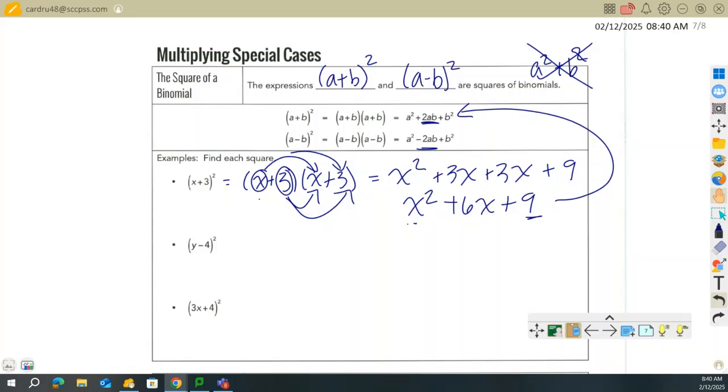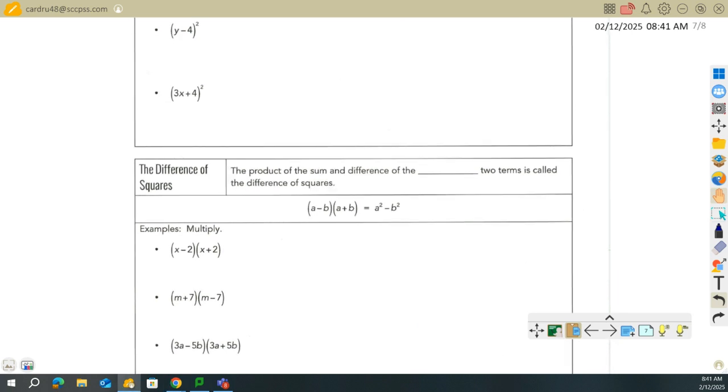So the next special case we have is the difference of squares. And that's where the product of the sum and difference of the same two terms is called the difference of squares. So what we see is that we have a minus b times a plus b. And we end up getting a squared minus b squared as our answer.